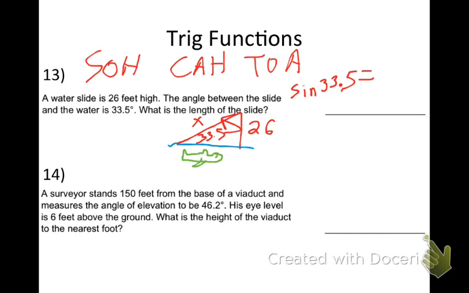What is the hypotenuse? So sine of 33.5 equals 26 over x. And now you solve for x. Now you can think about it. Some people really struggle seeing it here. So if you wanted to, you can think of it as sine of 33.5 over 1 and do cross products and solve. Some people find it easier to visualize it that way.